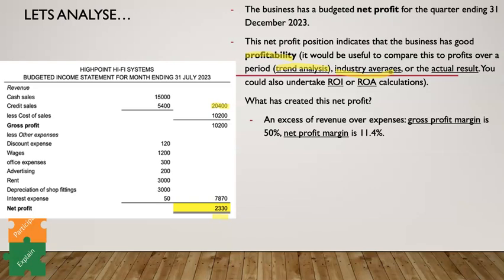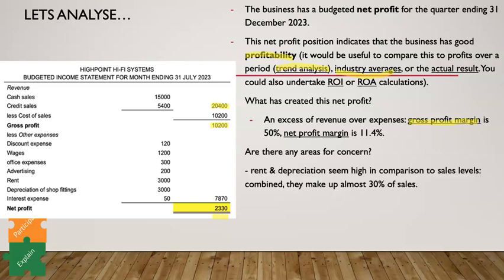Again, some things we're going to learn about later. We have a really good gross profit margin. We make gross profit of $10,200 on sales of $20,400. That means we have a gross profit margin of 50%, and our net profit margin is 11.4%. Are there areas for concern? Of course. Our rent seems pretty high, and our depreciation also seems pretty high. Are we concerned about this? Is this too high? Why are we paying $3,000 of rent to just make $20,000?